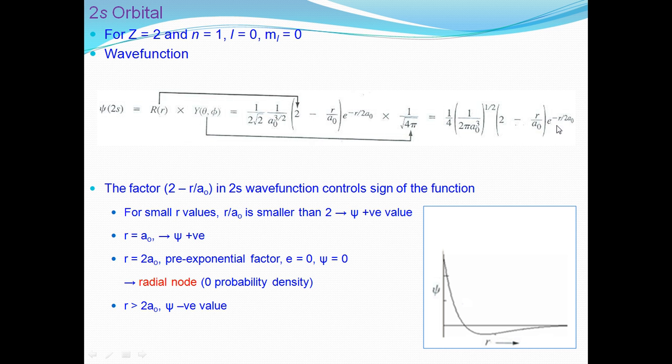We have our exponential term. But it still remains positive up to a point, right? When r becomes equal to a naught, that is to say that a naught over a naught is equal to 1, we still have a positive value of our wave function. But when r increases to 2 times a naught, this value here becomes 2. And therefore 2 minus 2 is equal to 0, and overall the wave function becomes equal to 0. That is when the wave function crosses or gets to the x-axis, or the 0 line on the x-axis. Whenever the wave function is 0, we call that a node.